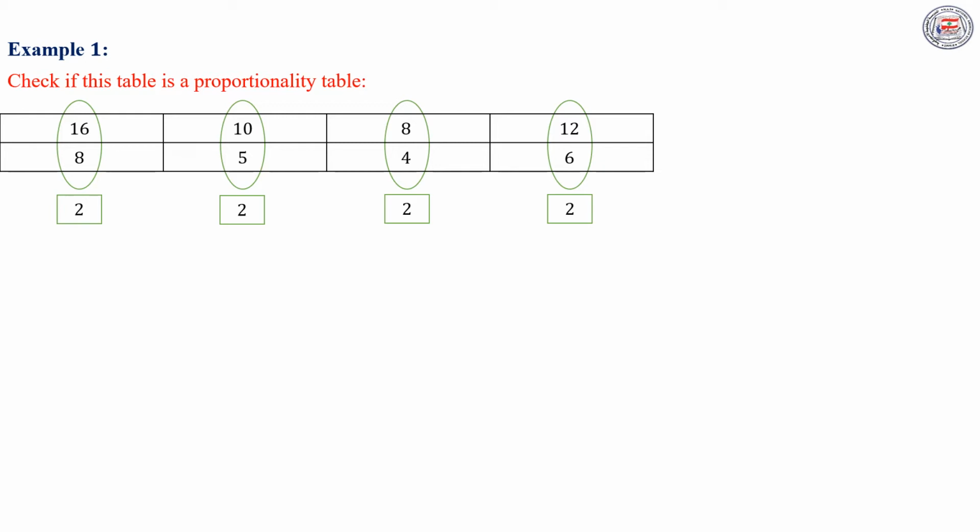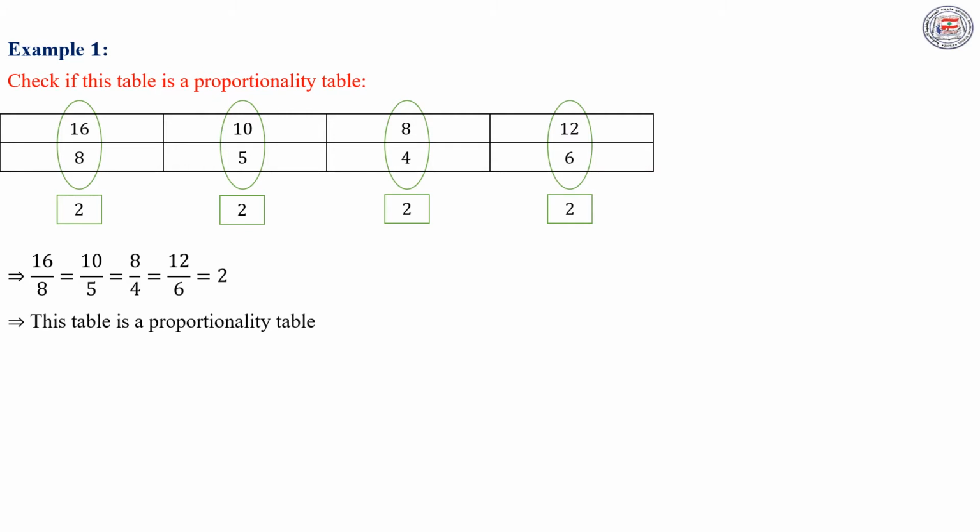So if you can see, 16 over 8 is equal to 10 over 5, which is equal to 8 over 4 and 12 over 6, since they are all equal to 2. Since we have a common ratio which is 2, then this table is a proportionality table, and 2 in this case is the constant that we were talking about in the definition.